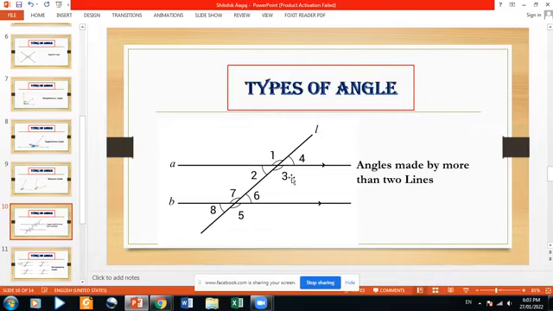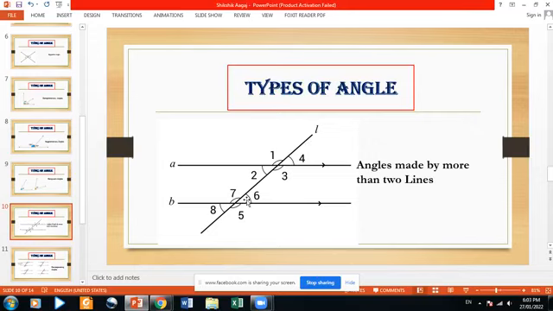Can you tell me which will be the supplementary angles here? We are just seeing line L and line A. See, angle 1 and angle 4 will be supplementary, or linear. Angle 1 and angle 2 will also be linear. Angles 2 and 3 will also be linear or supplementary, meaning the sum of their angles will be 180 degrees. Here angles 3 and 4 will also be supplementary angles.